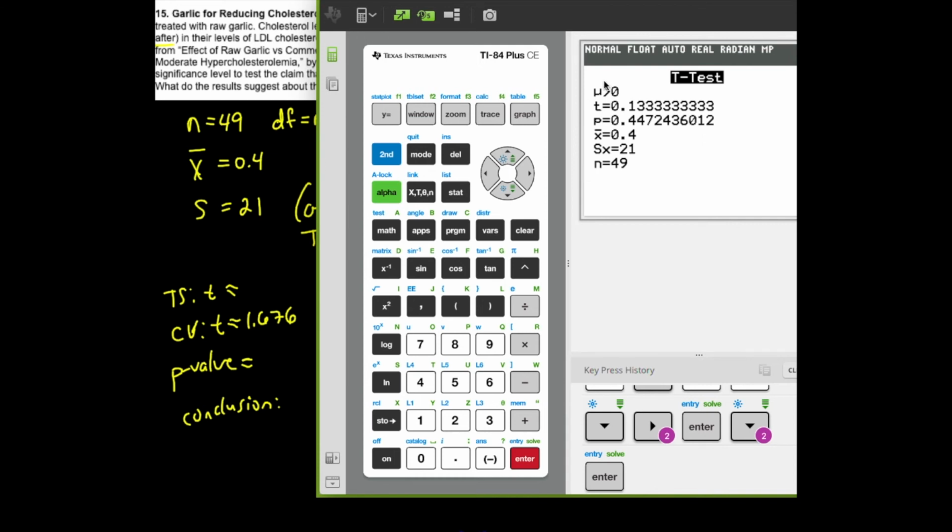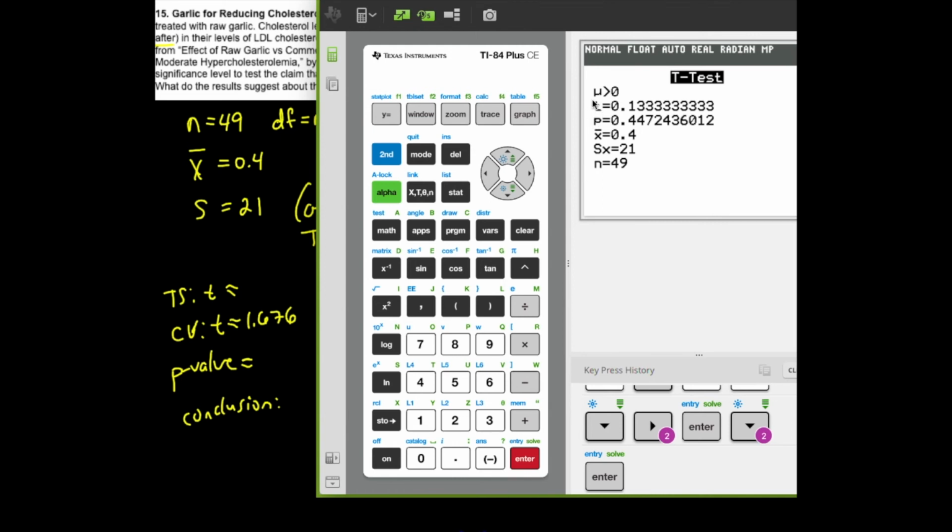Same process, same order. Alternative hypothesis first. Test statistic second. P-value third. And then this tells me sample mean, sample standard deviation, and sample size, which I could verify and compare to what I had written down. Or if I didn't have it, it would give me that too. But same thing: alternative, test statistic, p-value.